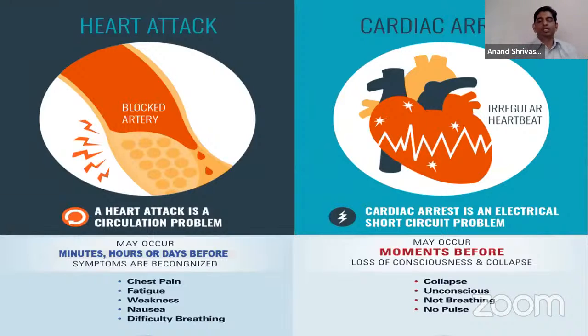Now let me tell you the symptoms. What will you see if a person has a cardiac arrest? So let's again take the same assumption. You're on the road and somebody is in front of you and he's just got a cardiac arrest. So what are you going to observe in that person so that you understand what's happening to him?